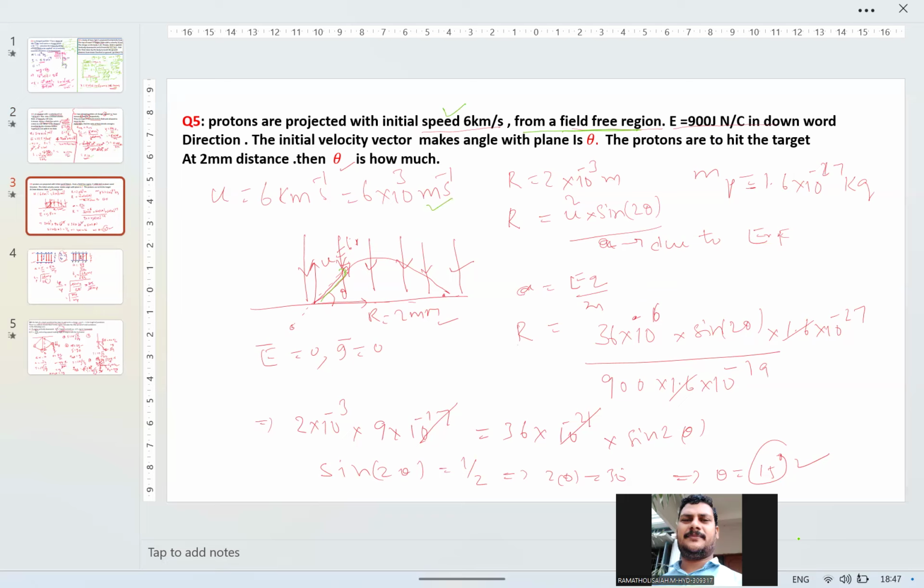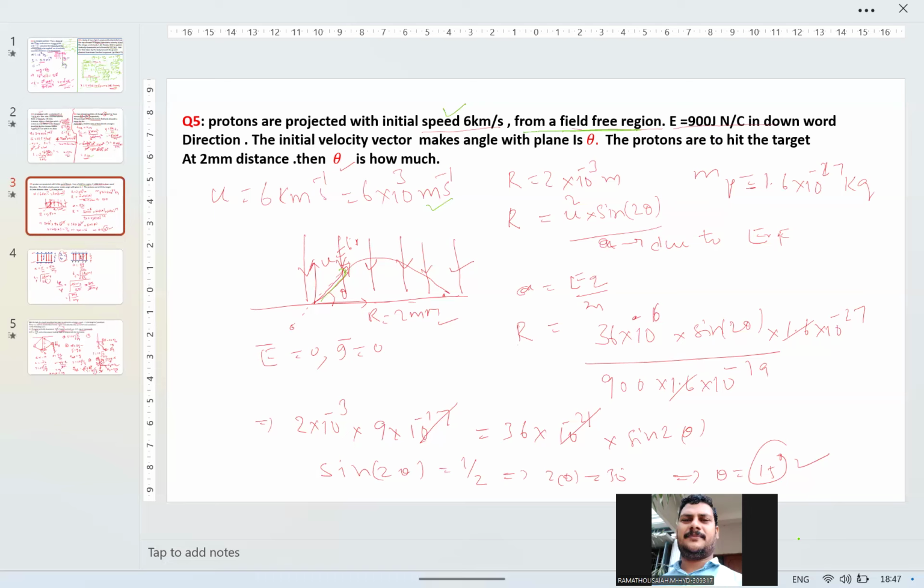Always, if units are given other than SI units, bring them into SI units and keep them. If all the units are given in the same system of units, no problem. Otherwise, convert everything into SI units. This is one thing you have to remember in solving problems.